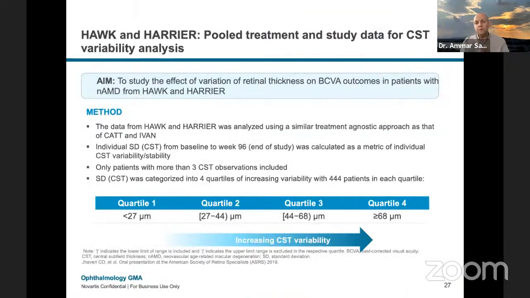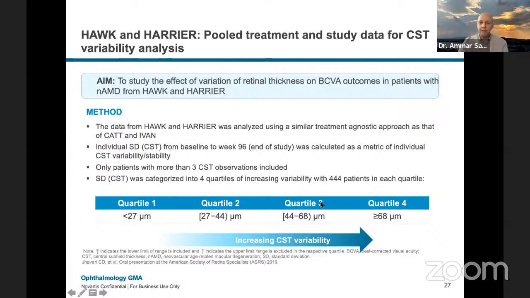In order for us to look at this particular question and try to answer it, there was a study that looked at the pooled treatment data from the HAWK and HARRIER studies. This analysis studied the effect of variation of retinal thickness on the vision outcome in patients with neovascular AMD. They divided the patients into 4 quartiles. The lowest quartile, quartile 1, is low variability, less than 27 microns, and the highest quartile, quartile 4, is more than 68 microns of variation in the fluid.